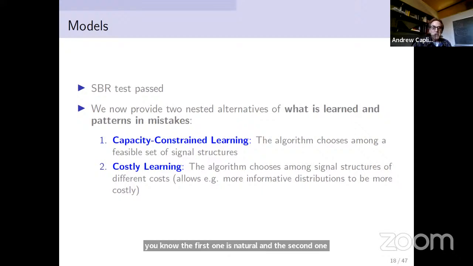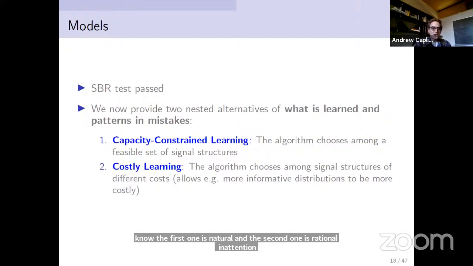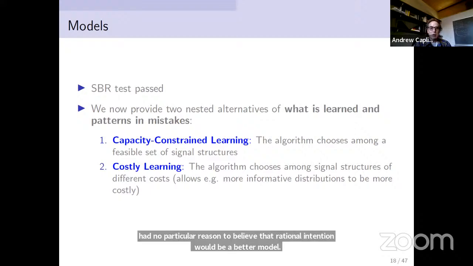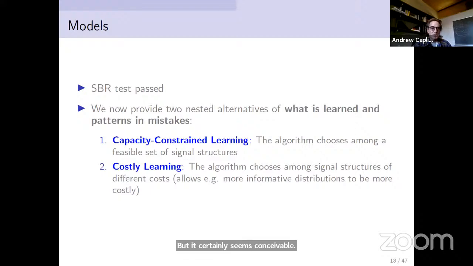We had no particular reason to believe that rational inattention would be a better model, but it certainly seems conceivable. And so we just wanted to explore what's going to happen when we do this. And there's going to turn out to be a very clean answer.